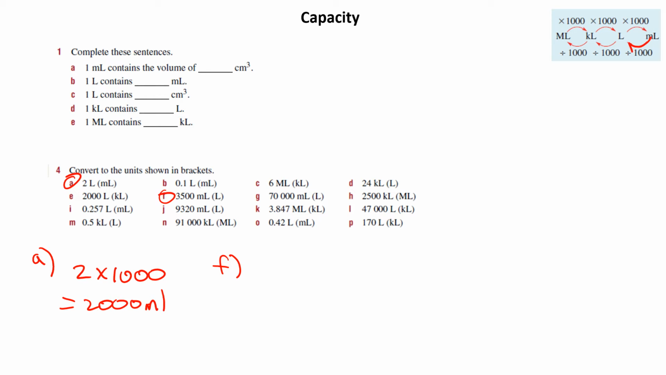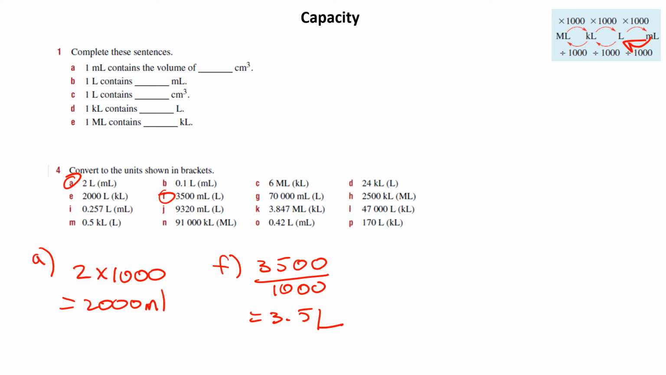If I pick F, for example, I'm going to go from milliliters this time. I'm going this direction, to liters. Then what I'm going to do is 3,500 divided by 1,000, and that's going to be equal to 3.5 liters.